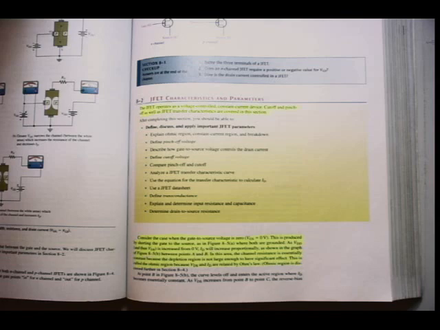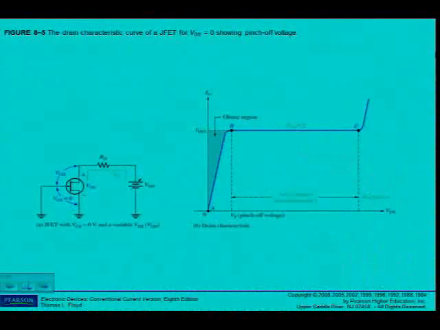Now, if we have a look at figure 8.5 on the next page, where it shows the drain characteristic curve of a JFET for VGS equal to 0. Let's see what happens there. Consider the case when the gate to source voltage is 0. Remember, that's my drain and my gate and my source. So the gate is connected to ground, so I can see that VGS equals 0.